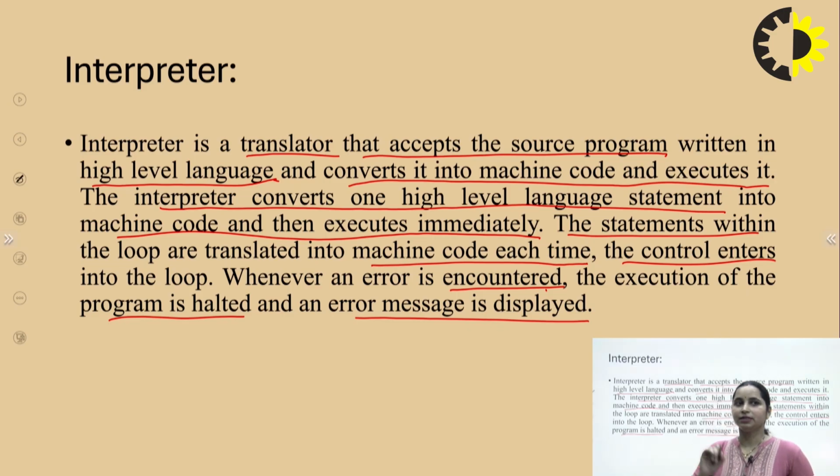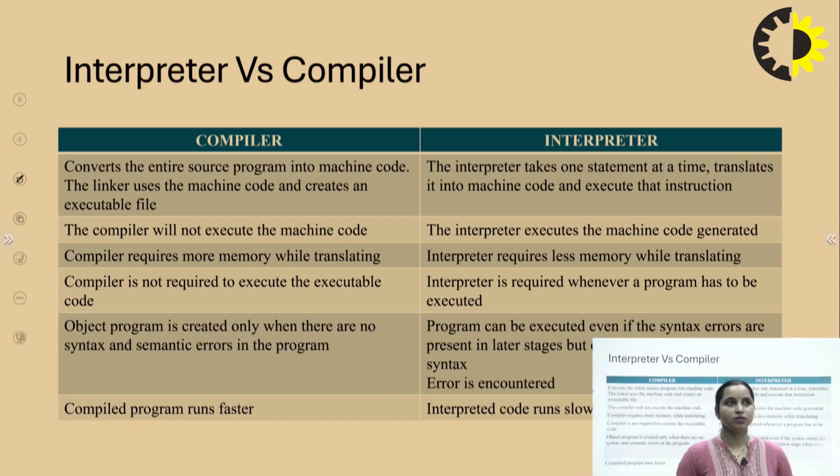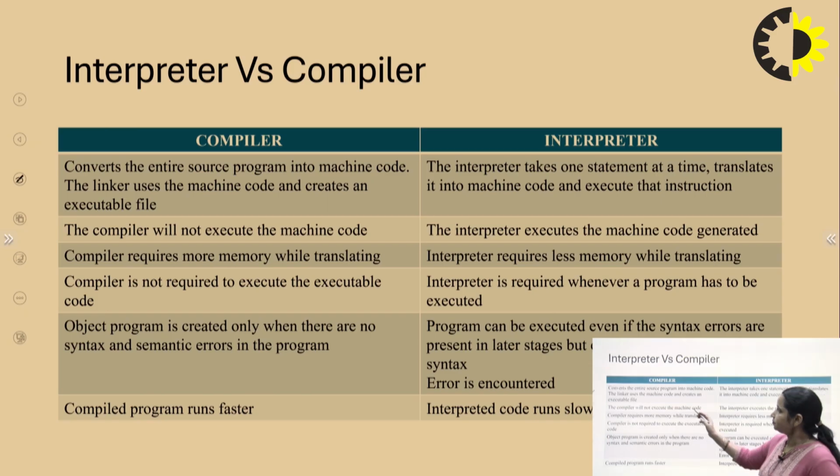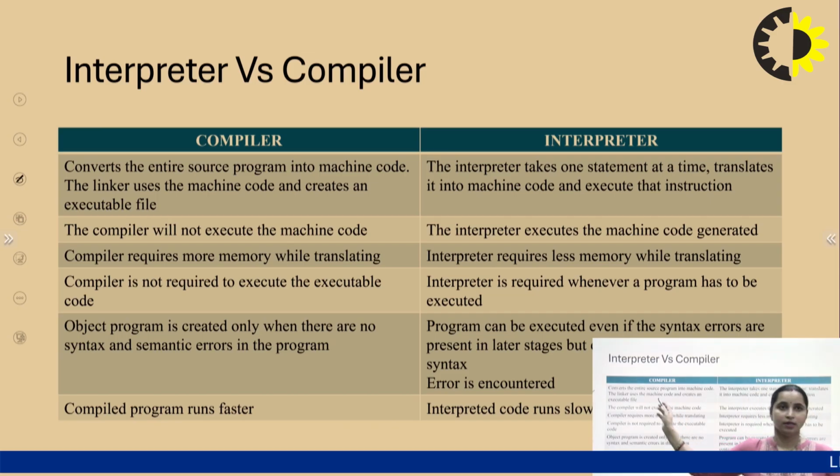So the interpreter is checking line by line, we can say, right? So this is how the interpreter works. Now, I told you that we will discuss the difference between interpreter and compiler. The first difference is that the compiler converts the entire source program into machine code.